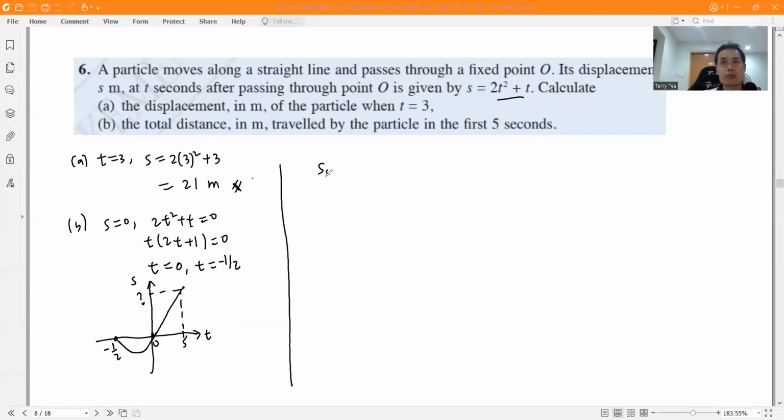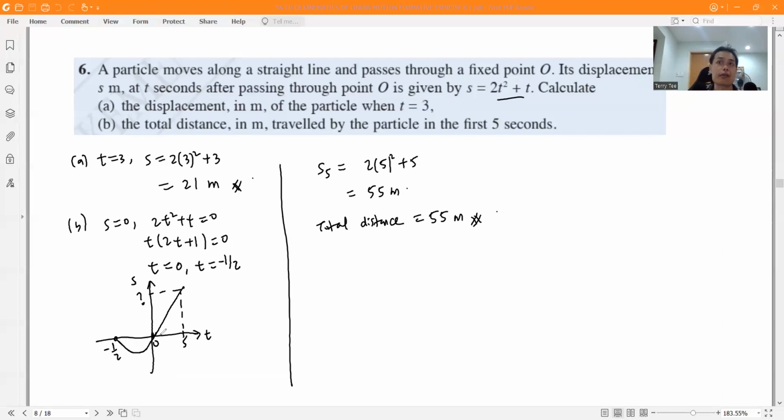So, let's just say I find S5 first. S5, you put 2 times 5 squared plus 5. So this is 25, 25 times 2 is 50, 50 plus 5 is 55 meters. So your total distance, no need for modulus or anything. It doesn't go negative, so it's just 55 meters, right?